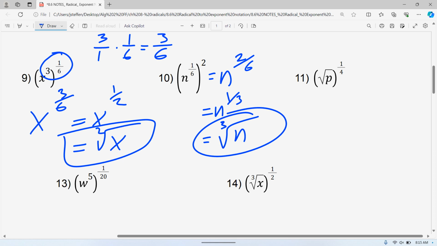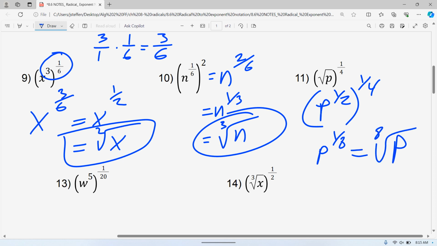Now, number 11, they try to put a little twist into this by giving you the square root. Again, I'm sure there's other ways to do this, but I would convert it into an exponent first. Now you can multiply 1/2 by 1/4 is 1/8. And now you can put that into radical form. Again, I think that's going to be the easiest way. At least it's the most consistent because it's the same way we've done all those.